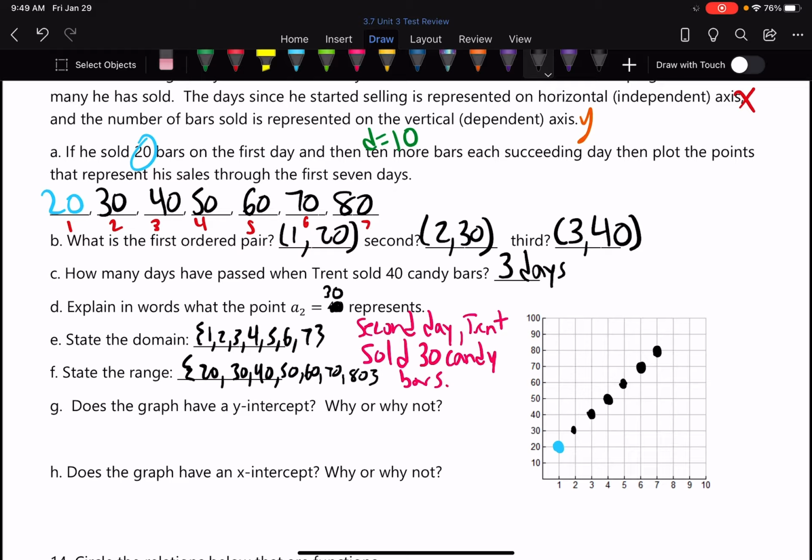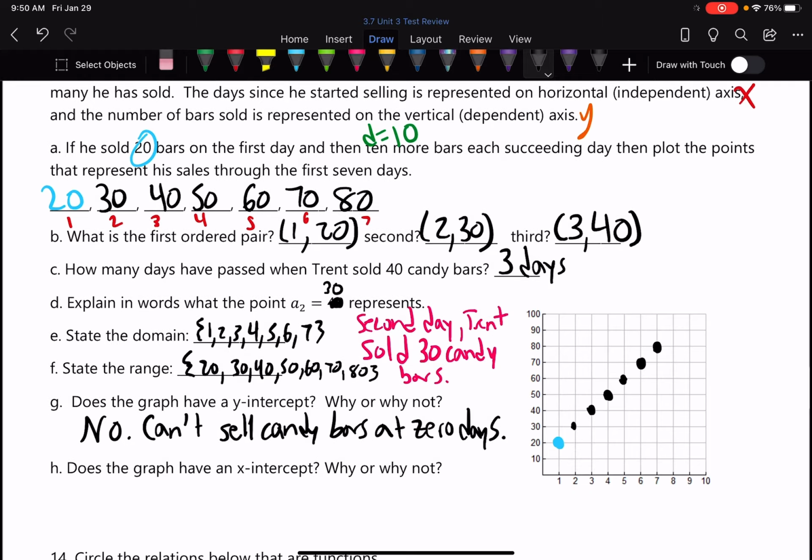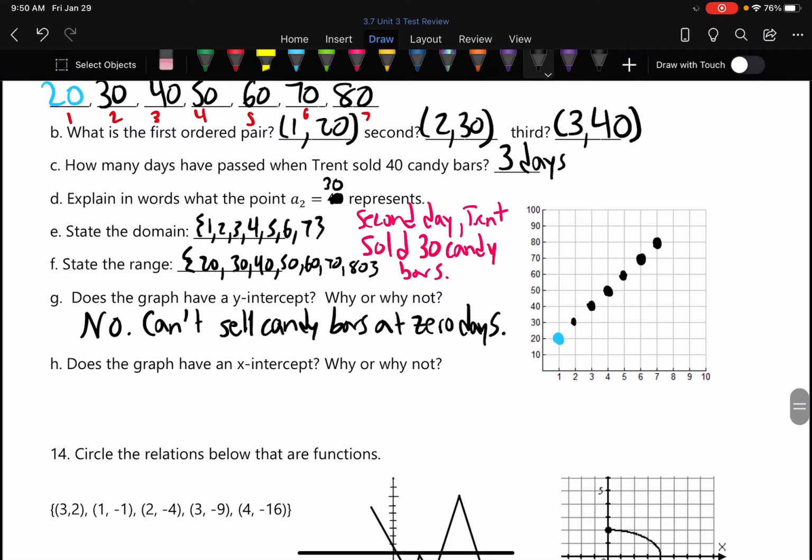Does this graph have a y-intercept? No, it does not. The reasoning is because you can't sell candy bars at 0 days. There's nothing happening on the 0th day. Does the graph have an x-intercept? No, because we can't go back in time. So we're not going to have an x-intercept. So we're not going to have negative days.